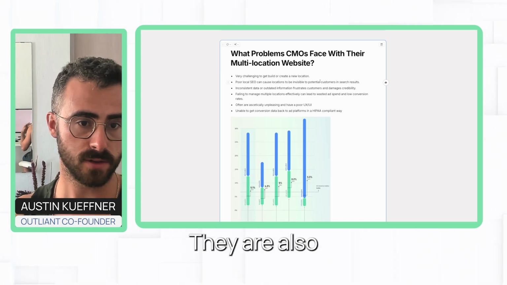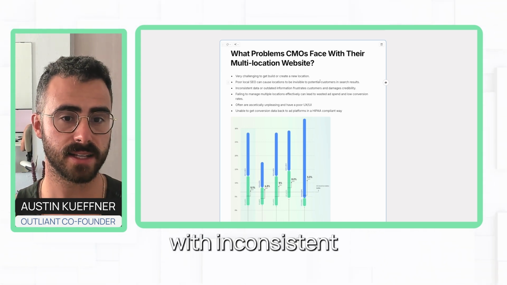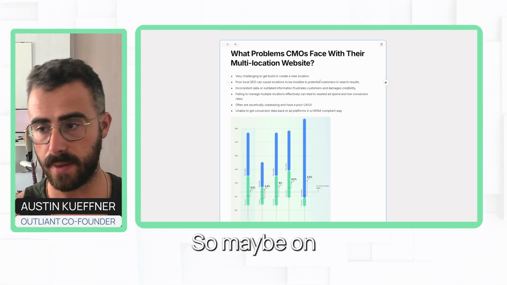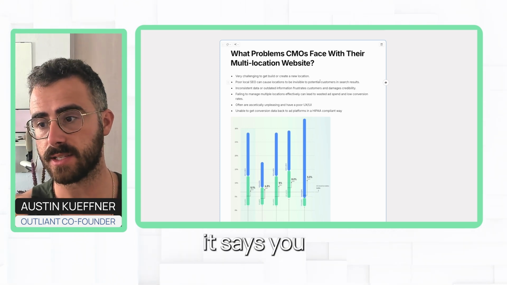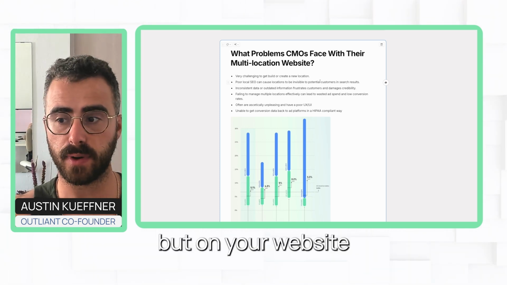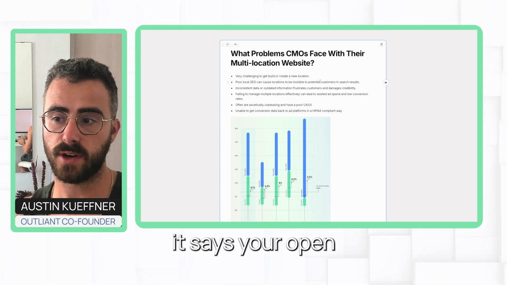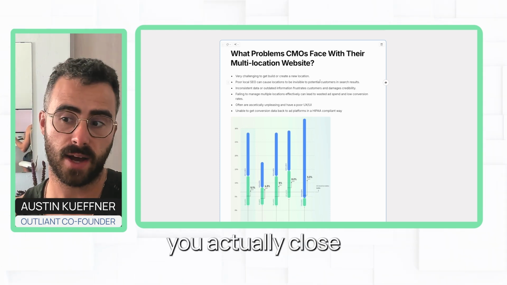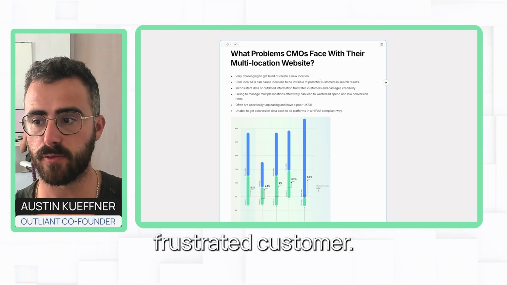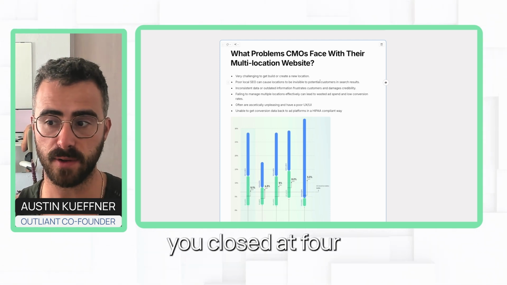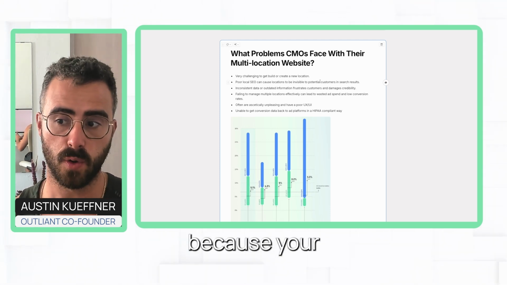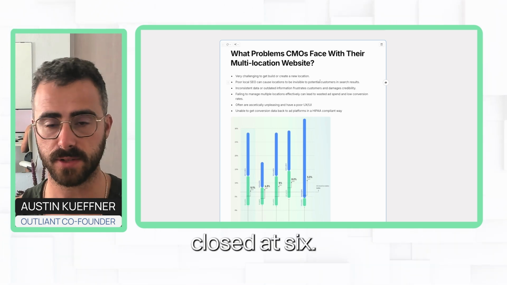They are also struggling with inconsistent data. So maybe on one platform like Yelp or Google My Business, it says you close at 6, but on your website, it says you're open till 7, or you actually close at 4. That would really frustrate a customer if they came in at 5 p.m. and you closed at 4 because your Google My Business said you closed at 6.